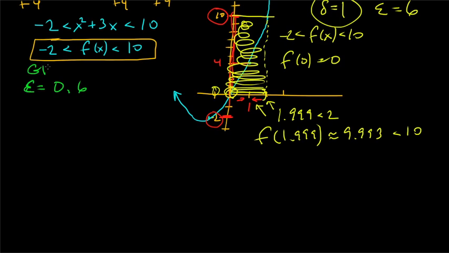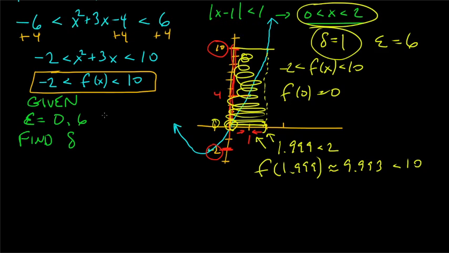Okay, so this is our given epsilon. Our job is to find a corresponding delta such that when the absolute value of x minus 1 is less than that delta, that guarantees that my f of x will be pretty close to 4, within epsilon, within 0.6.